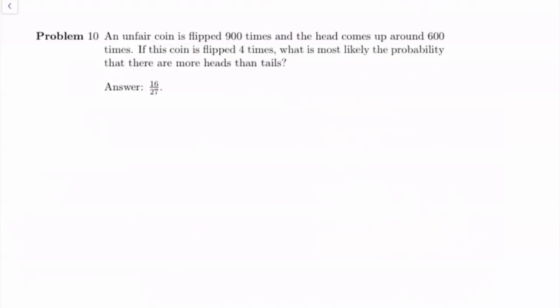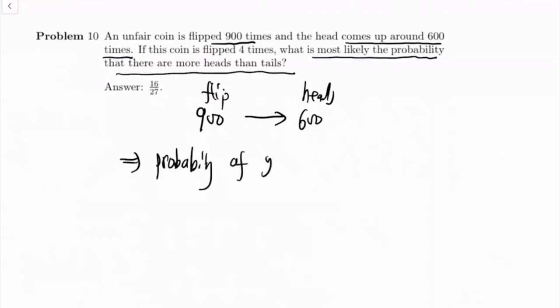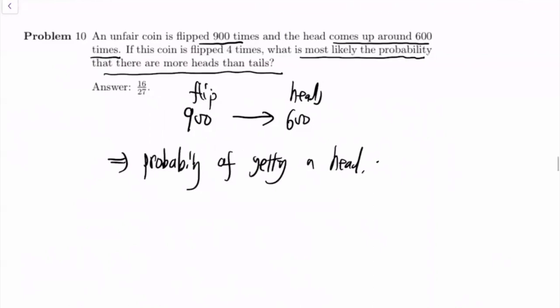Question number 10. An unfair coin is flipped 900 times, and the head comes up around 600 times. If this coin is flipped 4 times, what is most likely the probability that there are more heads than tails? From the first piece of information, flipping 900 times gives 600 heads. This tells us the probability of getting a head if you flip once is approximately 600 over 900, which is 2/3.